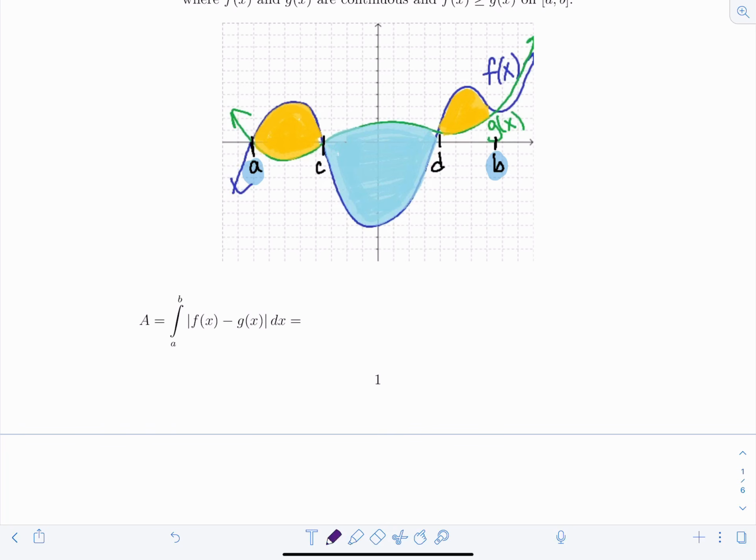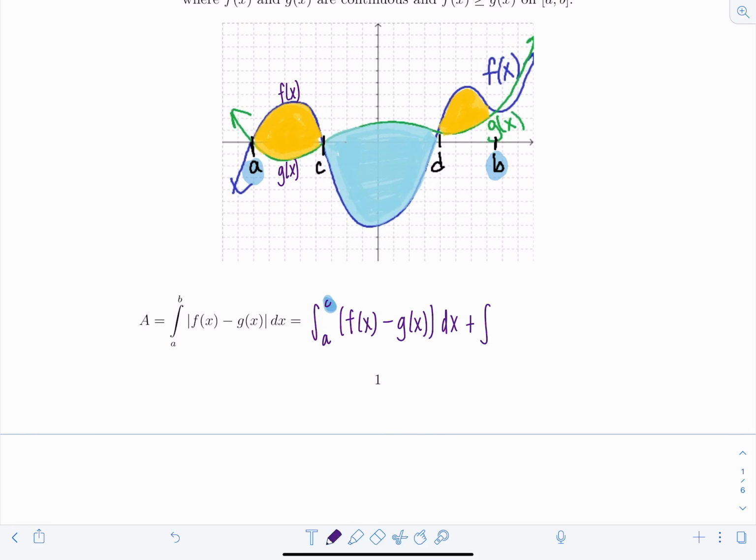We would need to have three separate integrals. The first one would go from a to c. And then on that interval, notice how the function in blue, f of x, is on top and g of x is the function that's on the bottom. So to get the height for each of the rectangles, we would have f of x minus g of x on that interval.